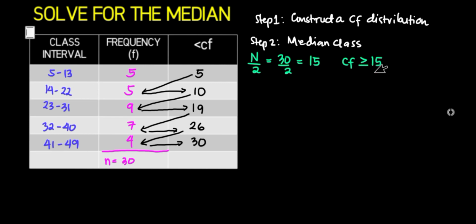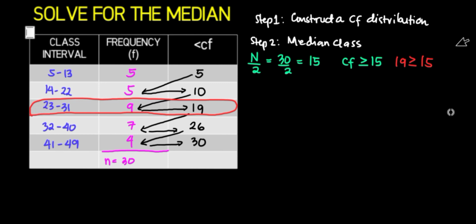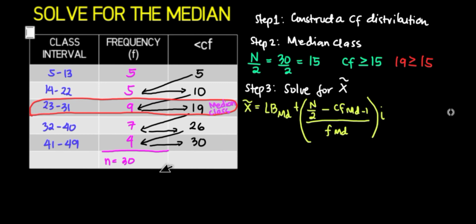So, ang nakuha po natin cumulative frequency na greater than or equal to 15, yung pinakamalapit po ay 19. 19 is greater than or equal to 15. So, bilugan po natin yung buong column po na cumulative frequency na 19. Kasi po, yan po ang median class. So, nahanap na po natin yung median class. Ito na po yun, nabilugan na.